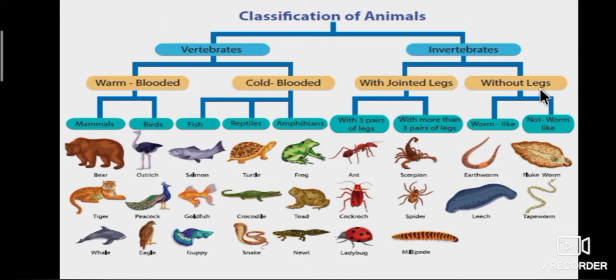Species without legs are further classified into worm-like and not worm-like. Earthworm and leech are examples of worm-like species. Fluke worm and tapeworm are examples of not worm-like species.